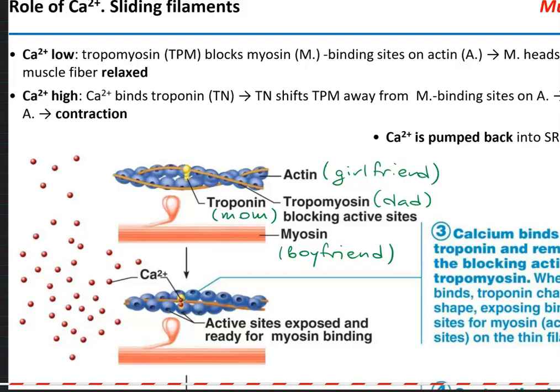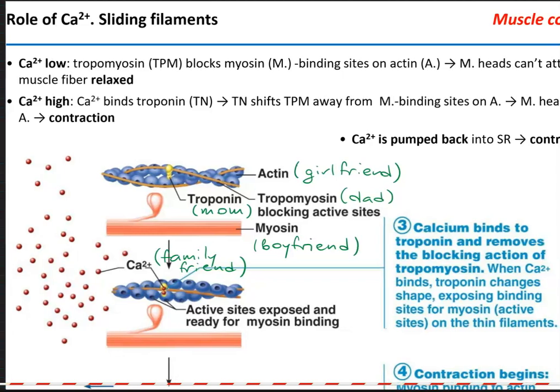So suddenly a family friend arrives, calcium. And calcium starts talking to mom. Okay? It binds to troponin. When it binds to troponin, when family friends start talking to mom, mom pulls dad into conversation. In other words, in response to calcium, tropomyosin is removed from the binding site, exposing them.